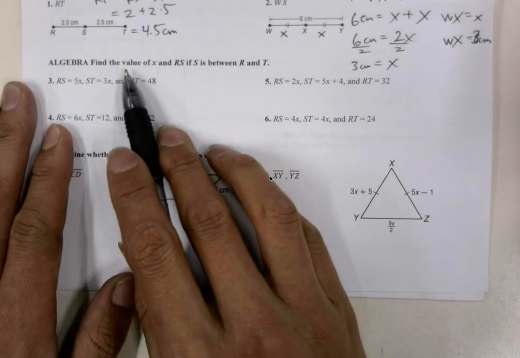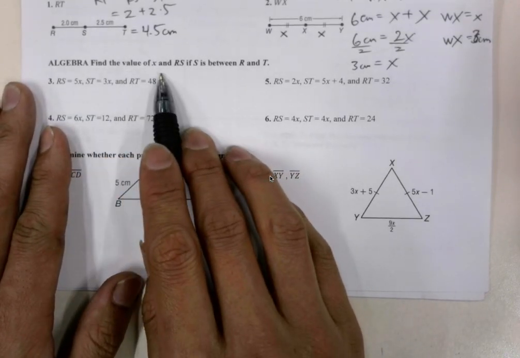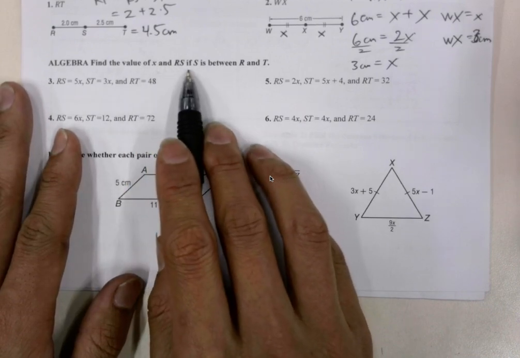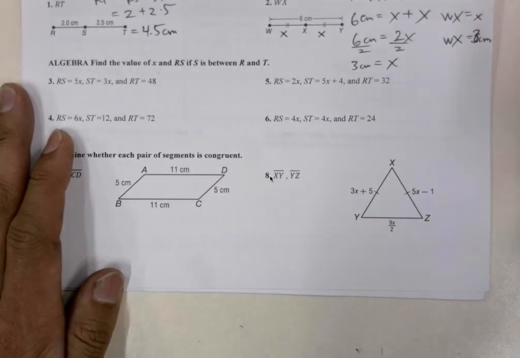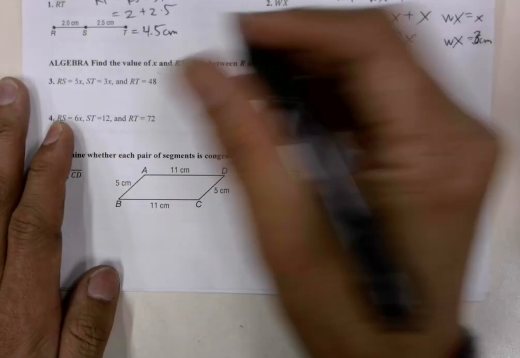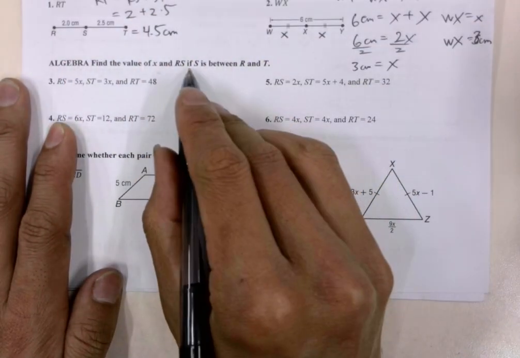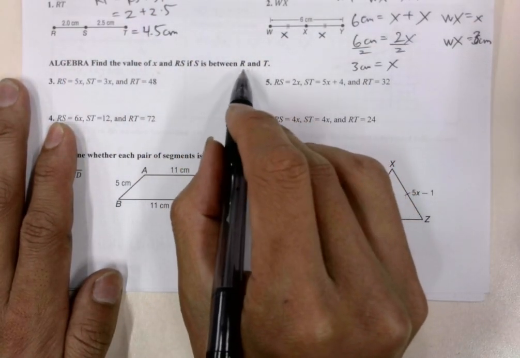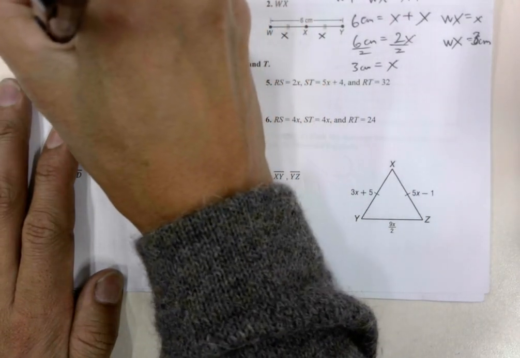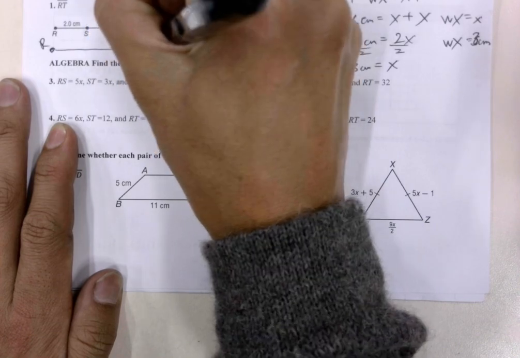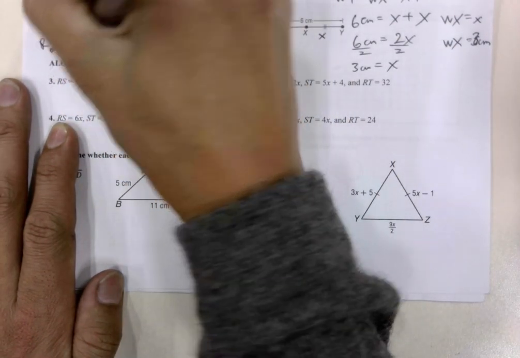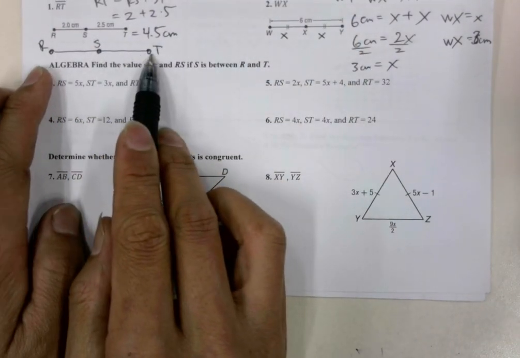So here we have the question which asks us to find the value of x and the measure of RS if S is between R and T. These problems can be kind of confusing if we don't draw out the figure, so I'll draw it out up here. If S is between R and T, that means R and T are the endpoints. So I have a point R over there, a point T over here, and then S is in between R and T, like so, right?